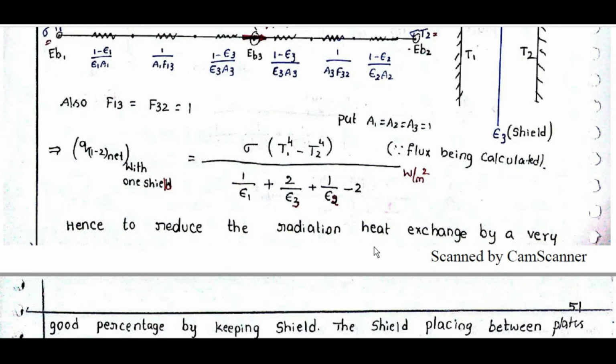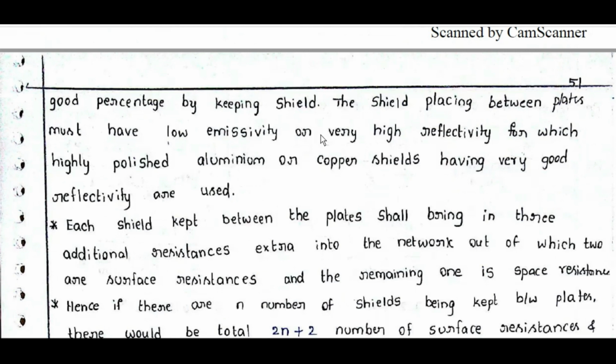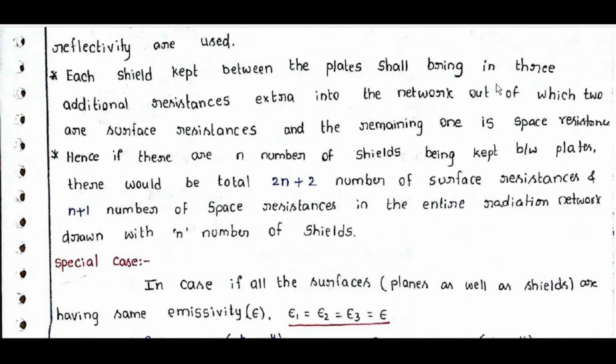Hence, we can reduce radiation heat exchange by a very good percentage by keeping a shield. The shield placed between plates must have low emissivity or very high reflectivity, for which highly polished aluminum or copper shields having very good reflectivity are used. Each shield kept between plates brings in 3 additional resistances into the network, out of which 2 are surface resistance and the remaining one is space resistance.